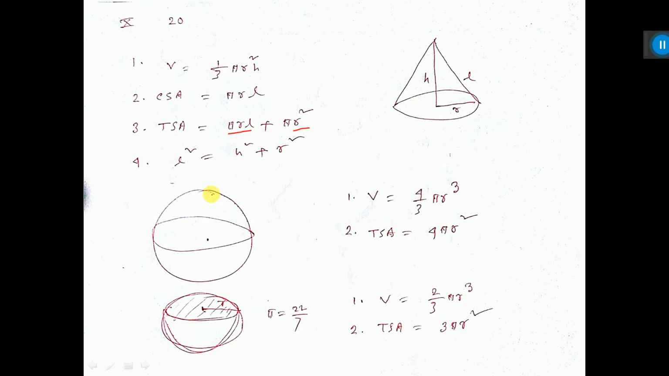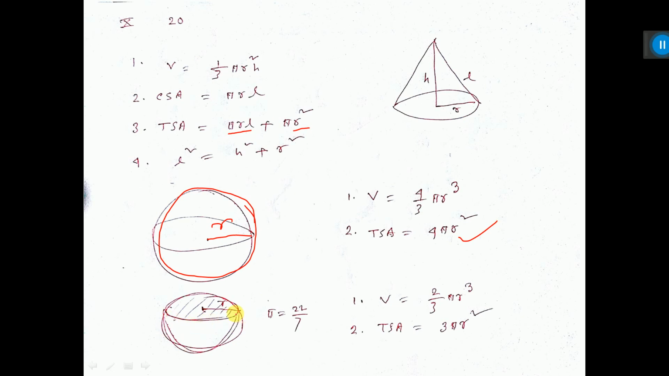Now let us come to sphere. This is a sphere. This is a diagram of a sphere. Sphere examples are like a football, globe, or marble. These are all examples of a sphere. Its volume will be 4/3 pi r cube, where r is the radius of the sphere. Pi means 22 by 7, and total surface area, that is the outer surface area, will be 4 pi r square.